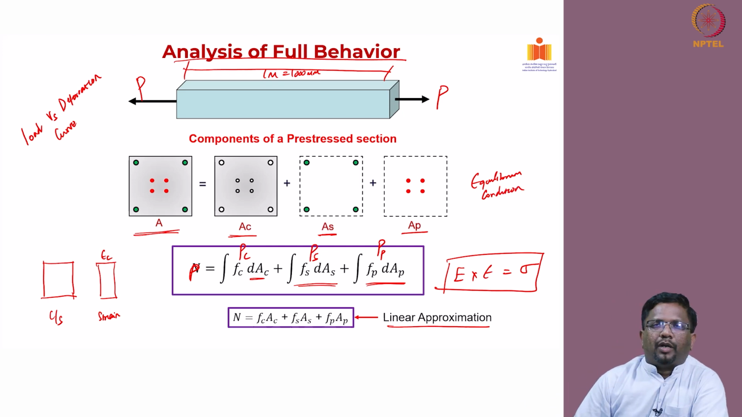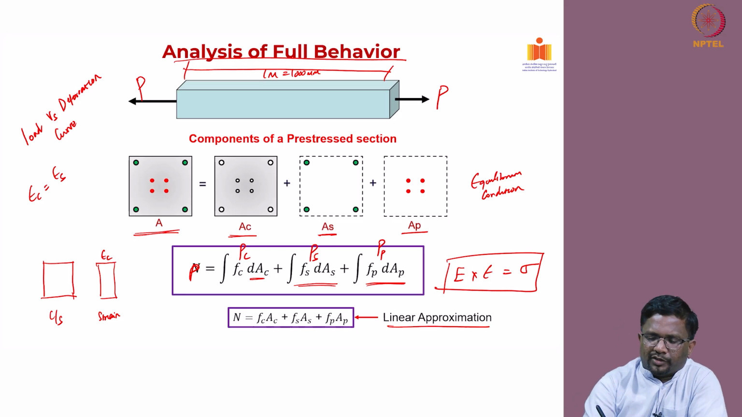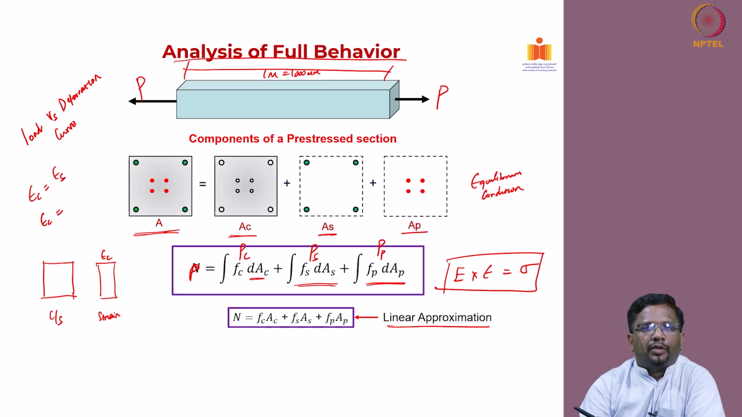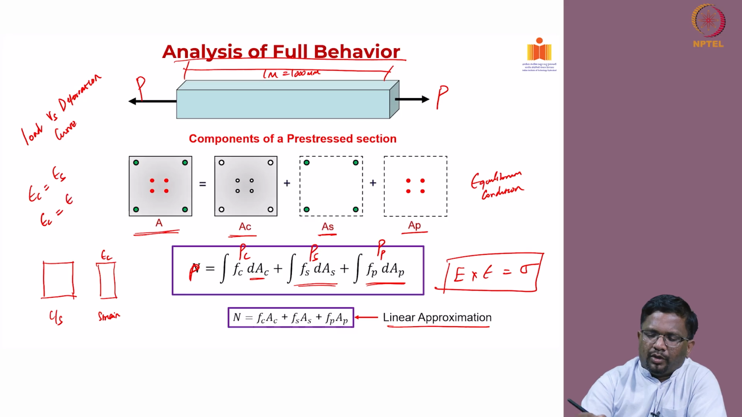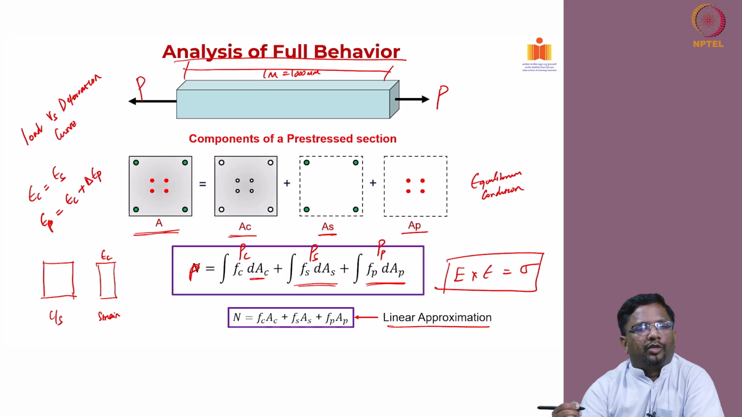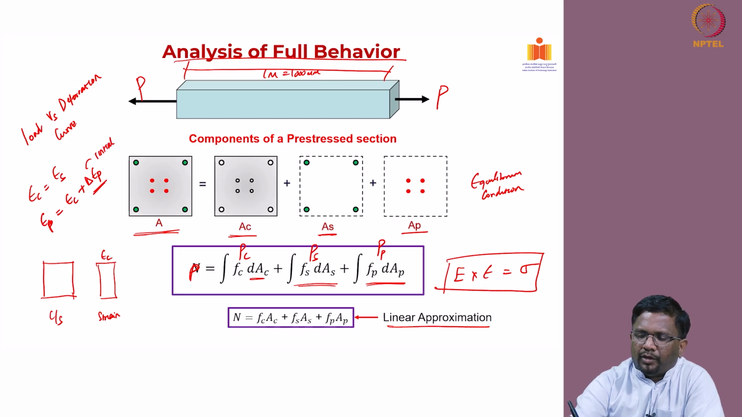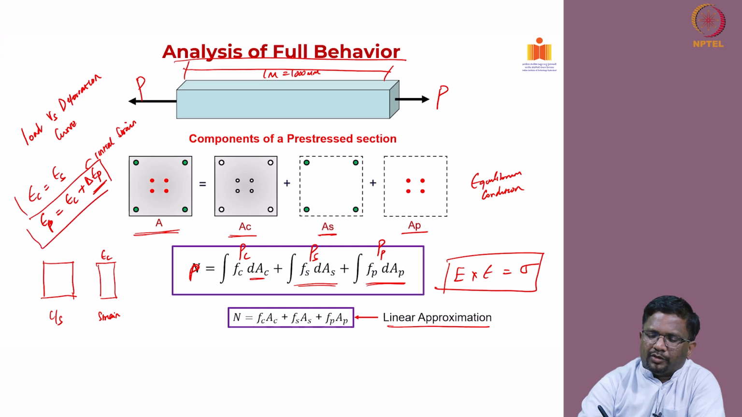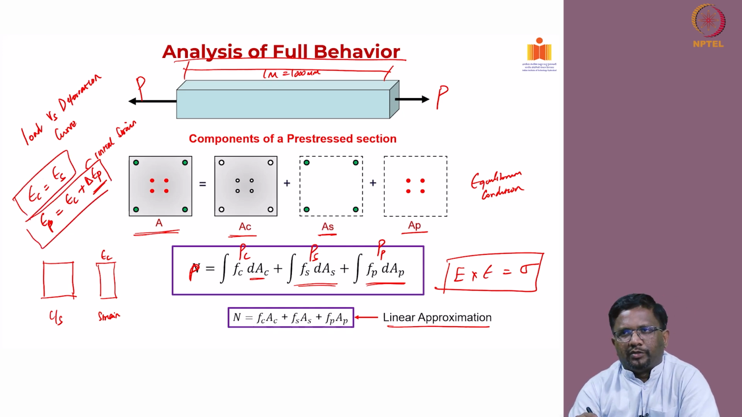Now, what is the compatibility condition here? That is what we discussed. For a normal RC section, we say that epsilon C will be equal to epsilon S, and for a pre-stressed section, we say that epsilon pre-stressed steel will be equal to epsilon C plus delta epsilon P, where this is the initial strain that we have applied to the pre-stressing steel. This is the strain compatibility relationship that we are going to use.